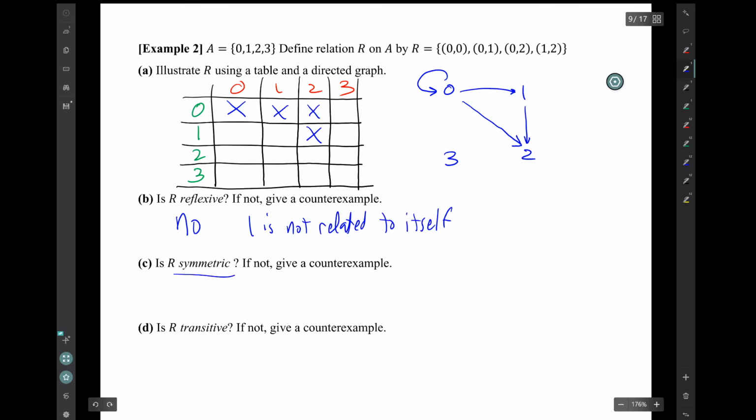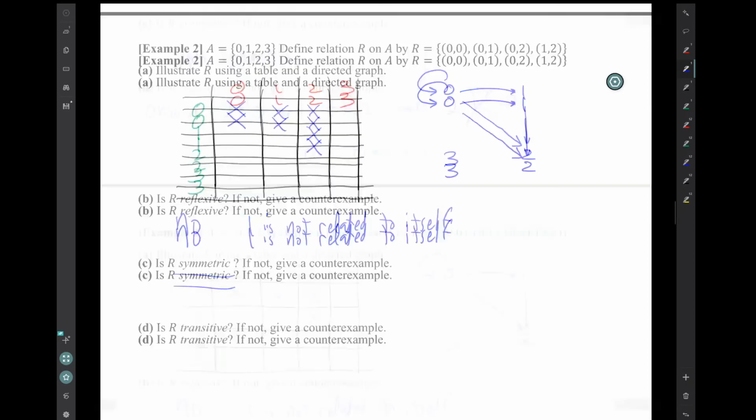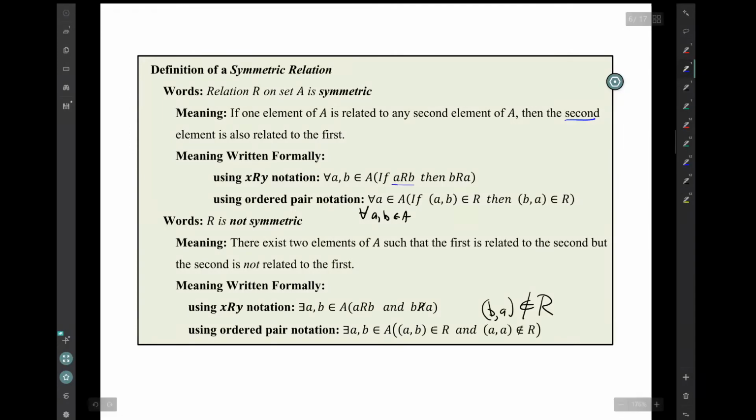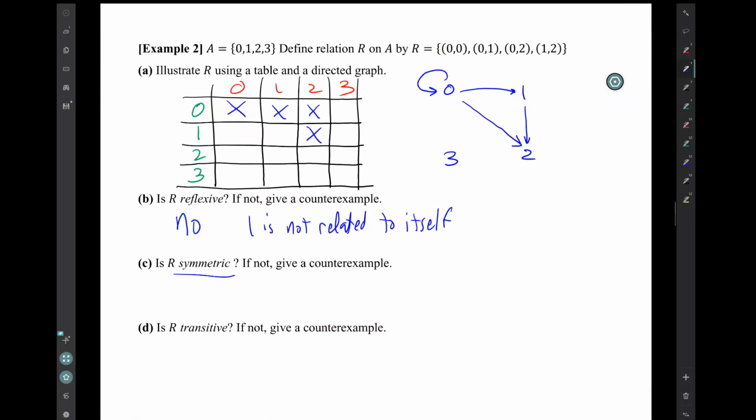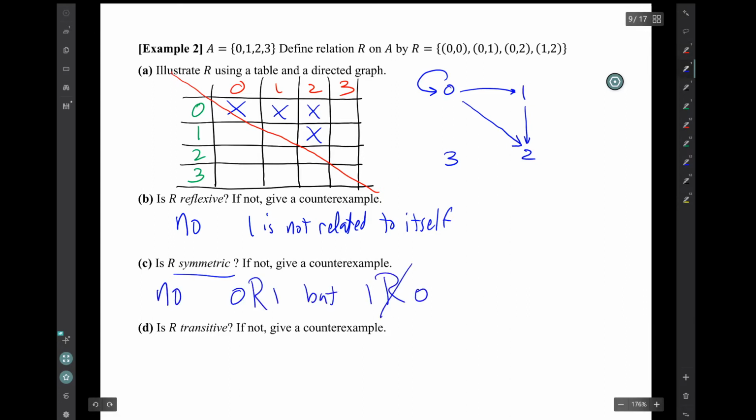Is R symmetric? Well, remember what that means. To say a relation is symmetric means that if A is related to B, then B is related to A. In terms of the table, it means that the table has to be symmetric across the main diagonal. And you can see that it's not. This cell is filled in, but this cell is not filled in. And you can see that it's not because here we have an arrow from 0 to 1, but there's no arrow back from 1 to 0. So the answer is no. 0 is related to 1, but 1 is not related to 0.